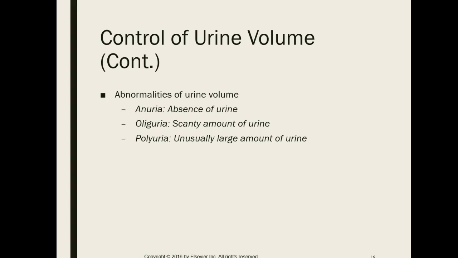We can have some abnormalities associated with the urine volume. So anuria is the absence of urine. Oliguria is a scanty amount of urine, so a decreased amount, and then polyuria is an unusually large amount of urine. Just for comparison, a normal adult urine output is considered to be 1,500 to 1,600 milliliters a day.